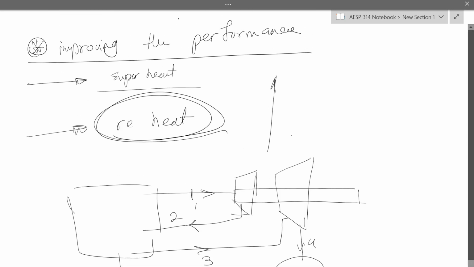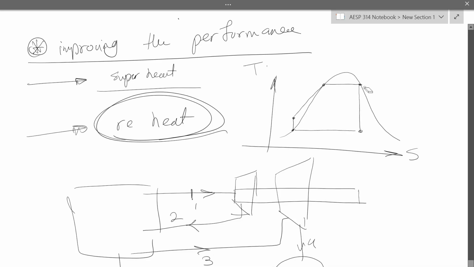So, what do you think is going to happen to the TS diagram of a Rankine cycle? We have the regular TS diagram of a Rankine cycle, which was like this. This part of it is just the real. Let me give you the real Rankine cycle.